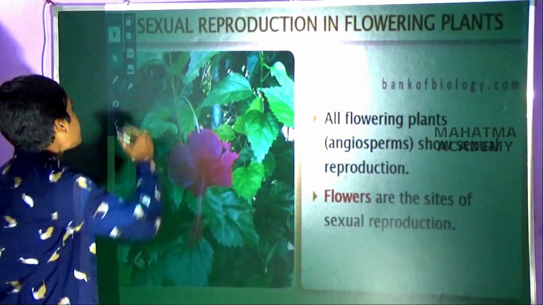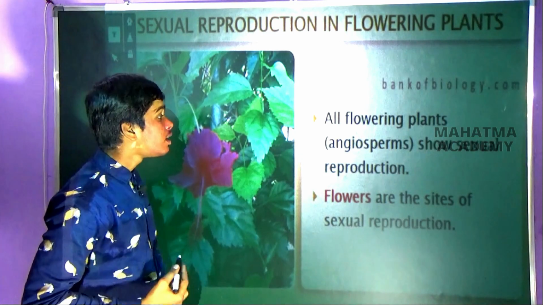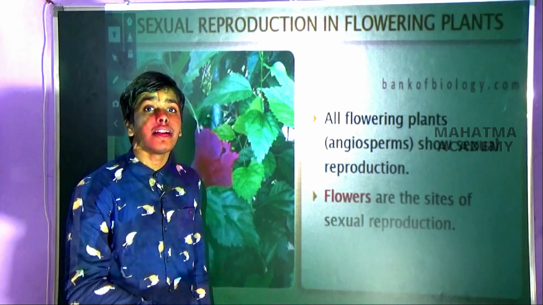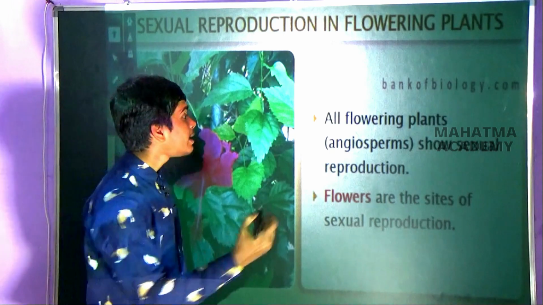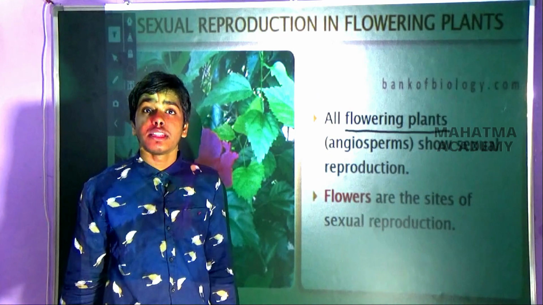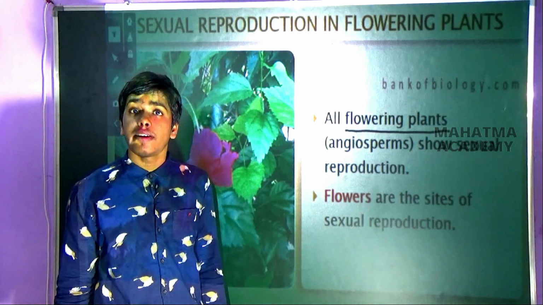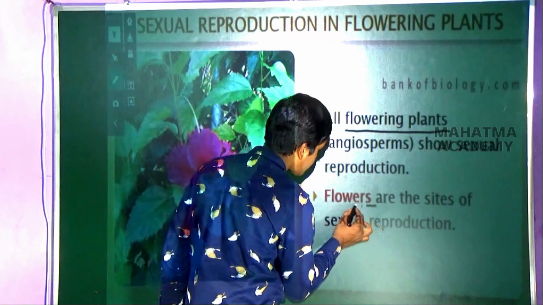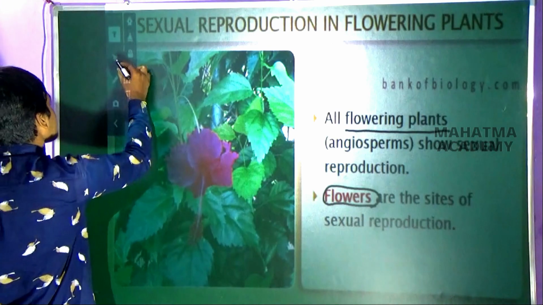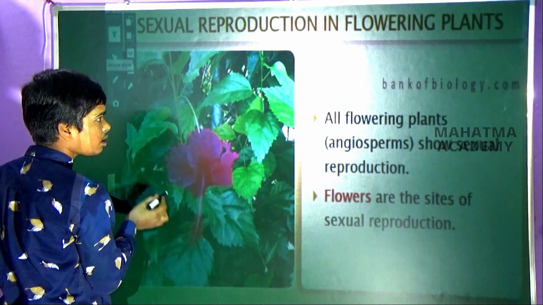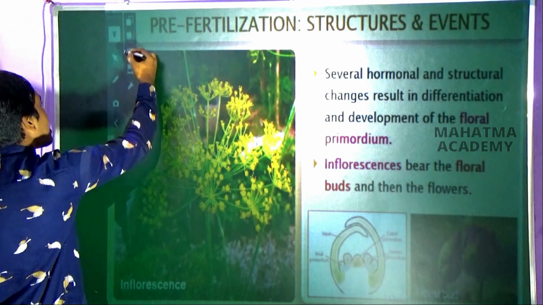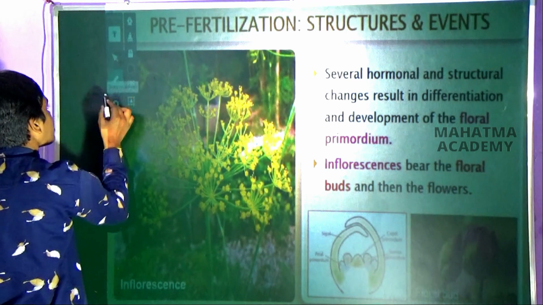Now, all flowering plants show sexual reproduction. So, which type of the plant kingdom shows sexual reproduction? All flowering plants. Now, flowers, which are the sites of sexual reproduction? The flowers are the sites of the sexual reproduction. Okay. Now, let's move to the next page. Okay, now let's read the matter and I will explain.